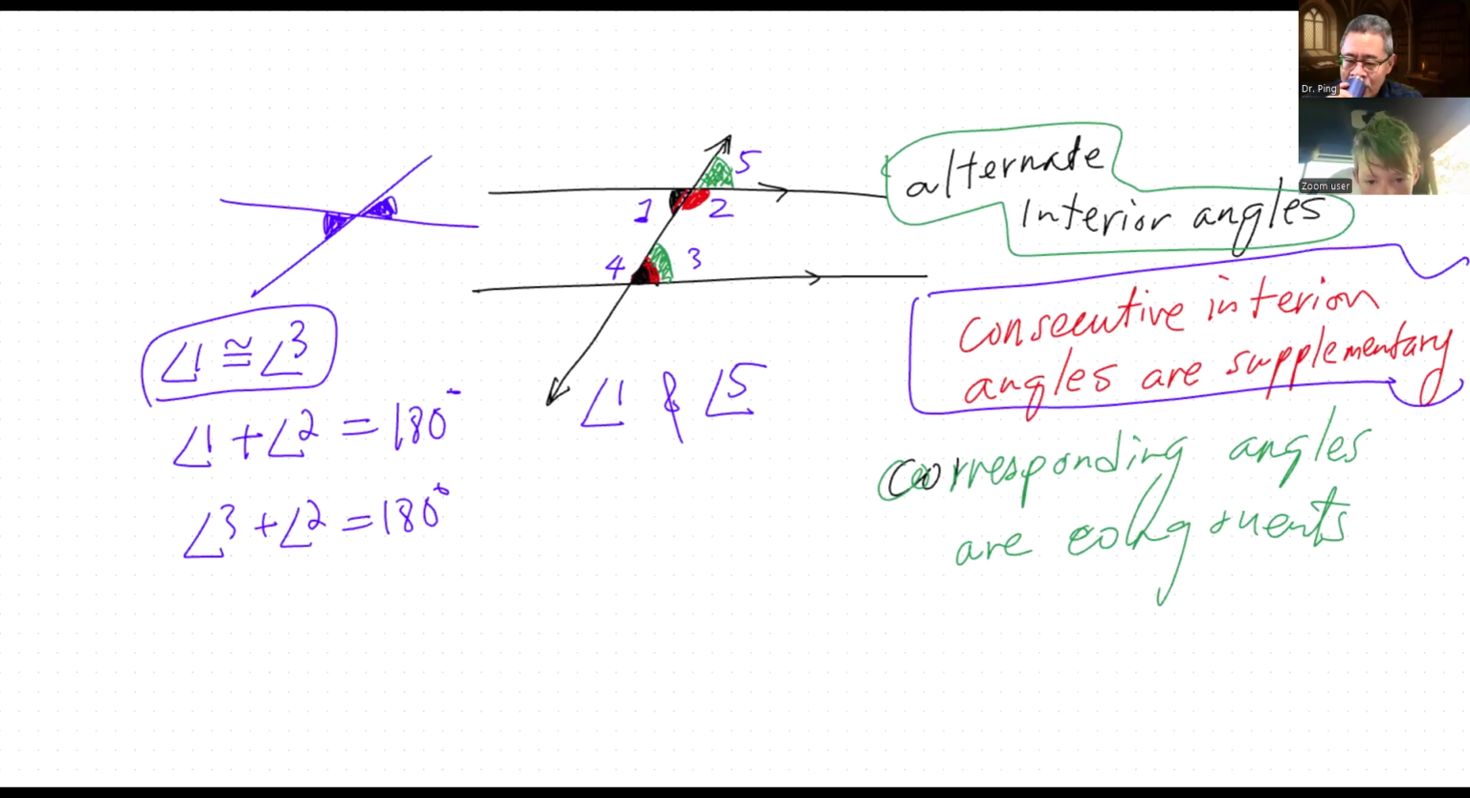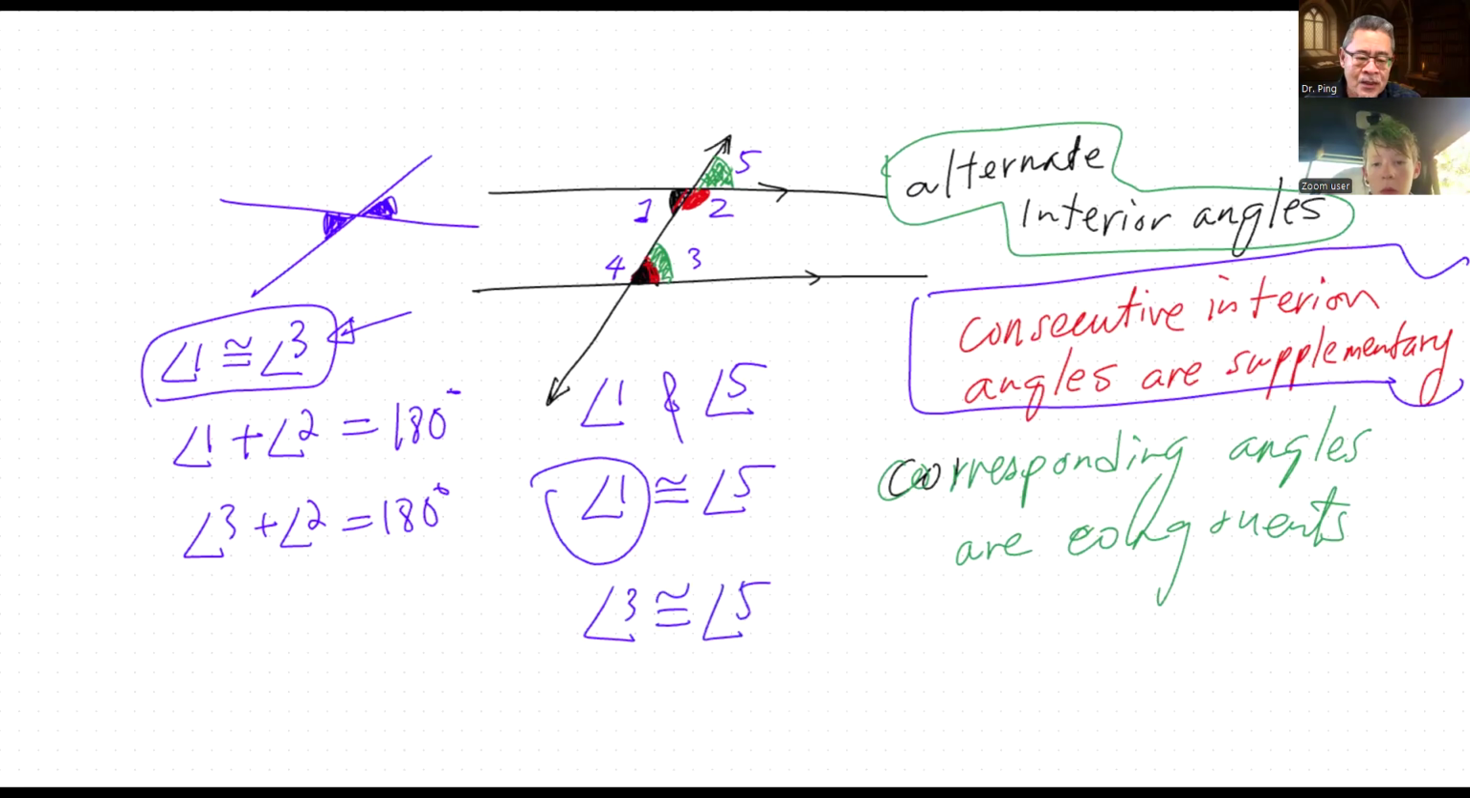They would be the same. Right. This is called vertical angles. So vertical angles are congruent. So angle 1 is congruent to angle 5. So therefore, because angle 1 is also congruent to angle 3, angle 3 is also congruent to angle 5, which is our third theorem. Good.